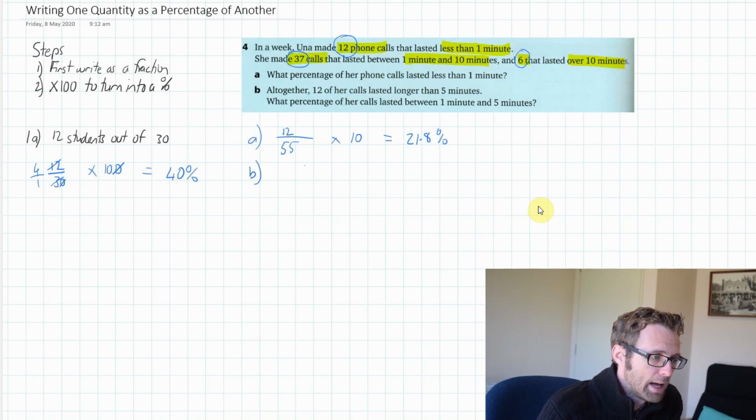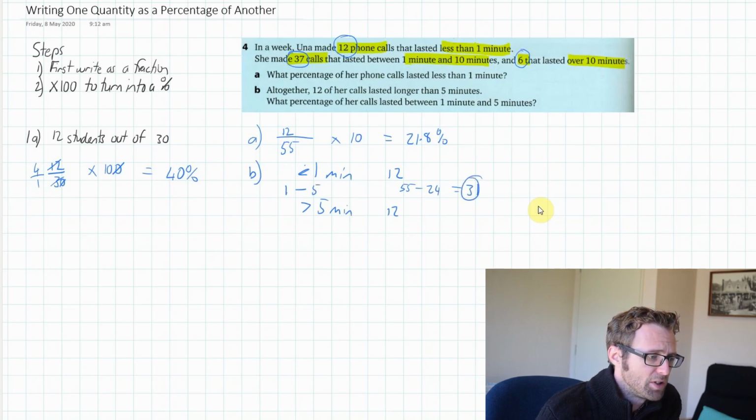So we've got less than 1 minute, we've got 12. We've got greater than 5 minutes, we've also got 12. And we are being asked to figure out the percentage between 1 to 5. Okay, so that will be the 55 minus the 2 lots of 12, which is 24. And so we're going to get 31.